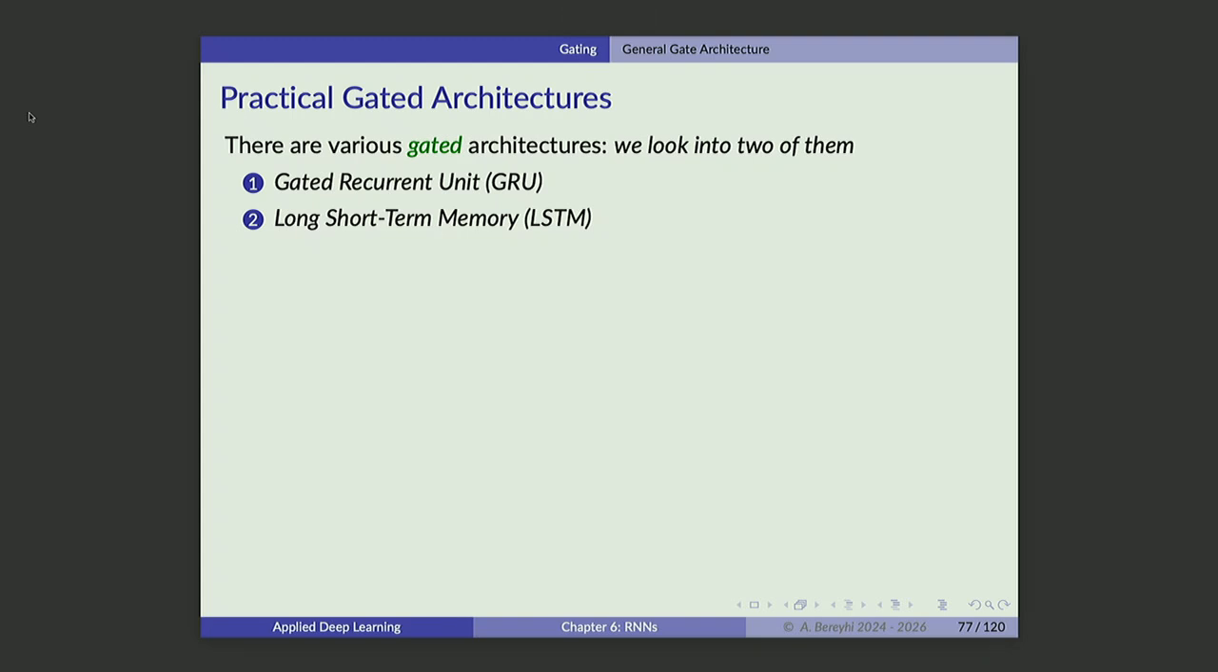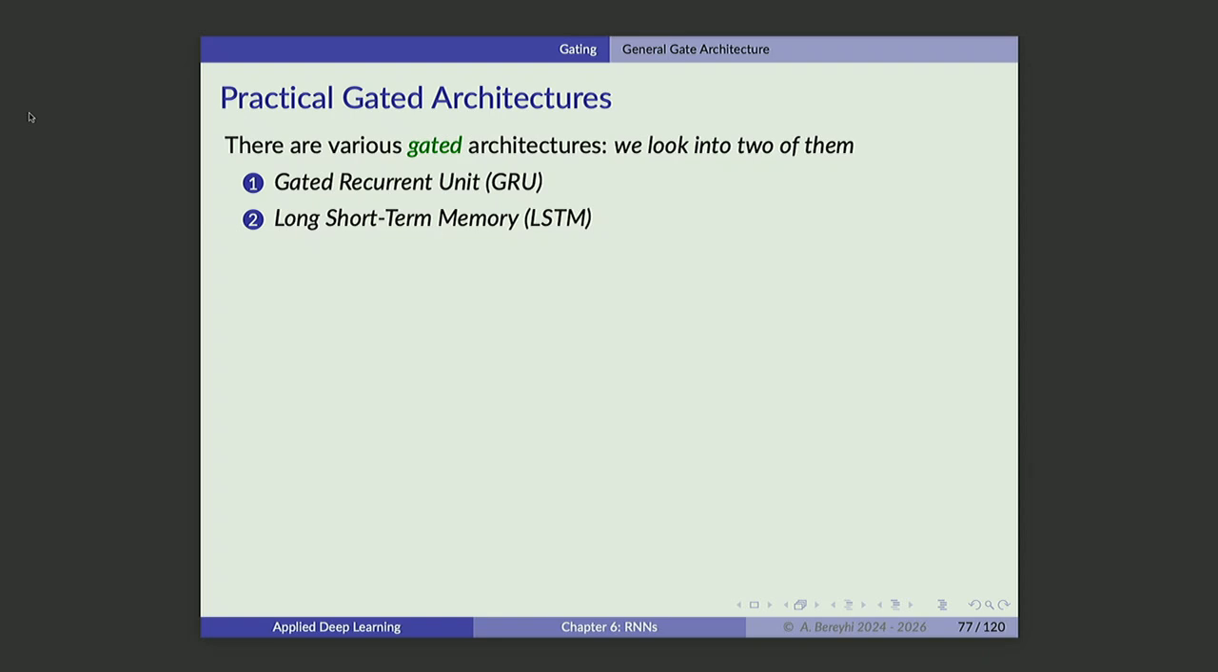No question? Okay, there are two different gated architectures. One of them is GRU, gated recurrent unit, and the other one is LSTM, long short-term memory. Now, GRU is the simpler one, LSTM is the more complicated one. And you expect GRU to be the older one, right? But no, this is not the case.